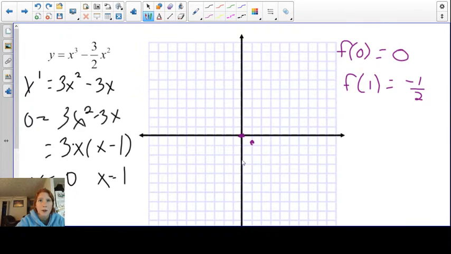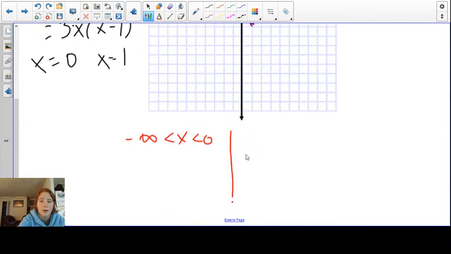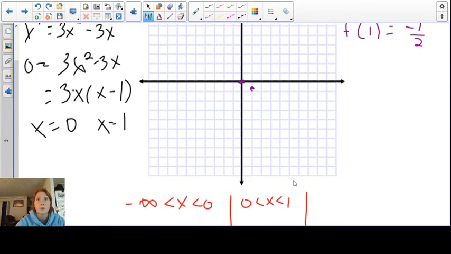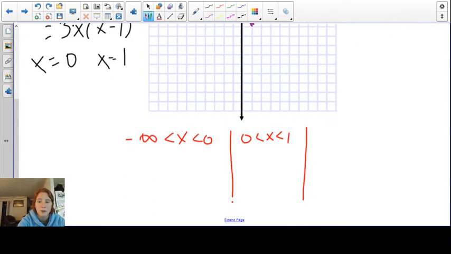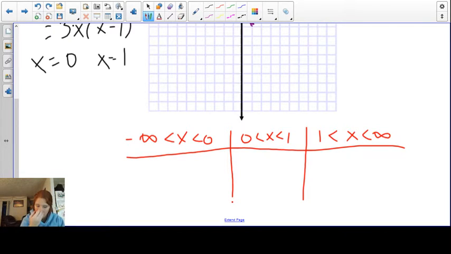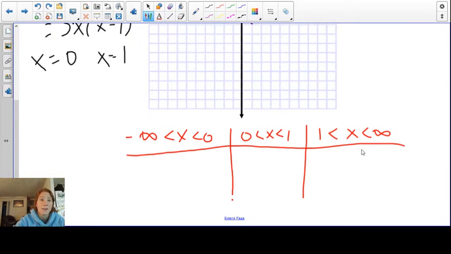Then, if I scroll up, I'm going to find out what happens in between my 2 points. That's when 0 is less than x is less than 1. And then I'm going to have the right part over here, when x is bigger than 1, so 1 is less than x is less than infinity. According to my first couple slides that we wrote stuff down for, I'm going to pick a value in each one of these categories that satisfies each category.